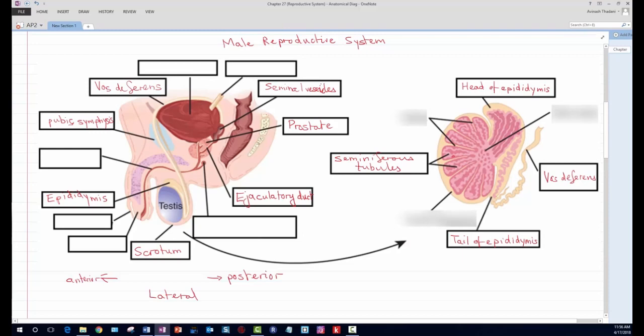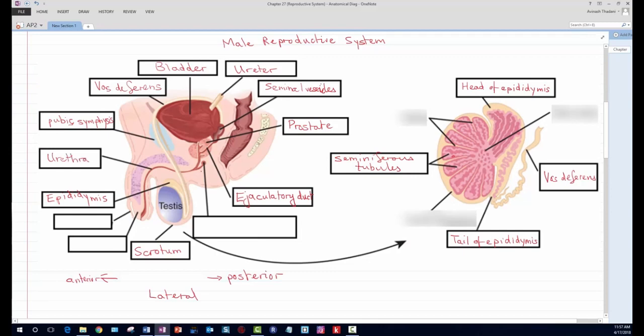So here's the ureter coming into the bladder from the kidneys, and obviously this is the bladder. Then the urethra comes through the bladder. At first it goes through the prostate, so that's called the prostatic part of the urethra. The ejaculatory duct joins it, and then it continues on into the penis. So this will become the penile part of the urethra. We can just label this as the urethra.